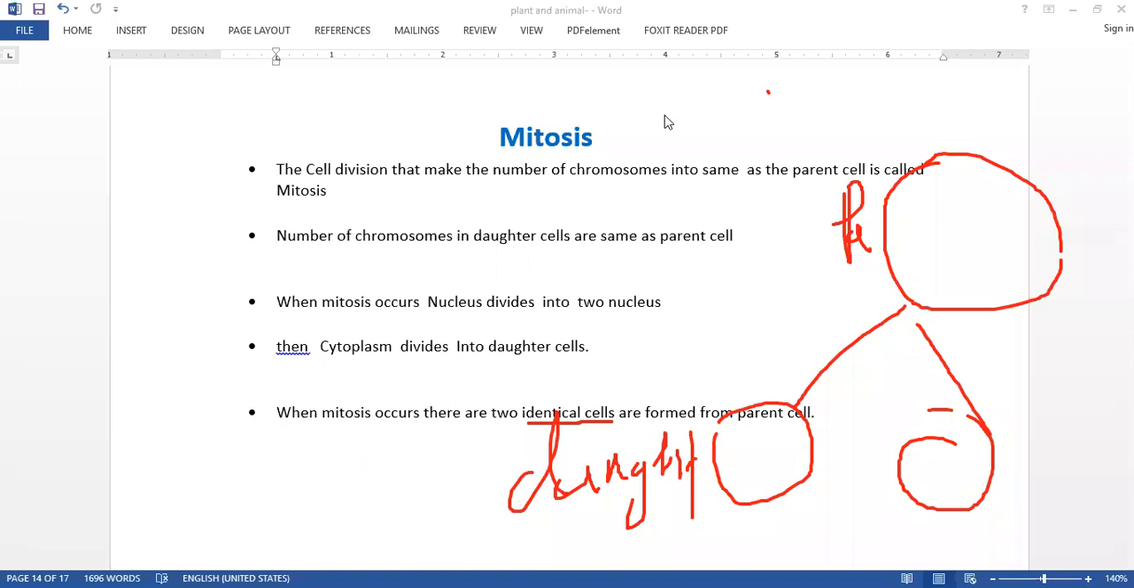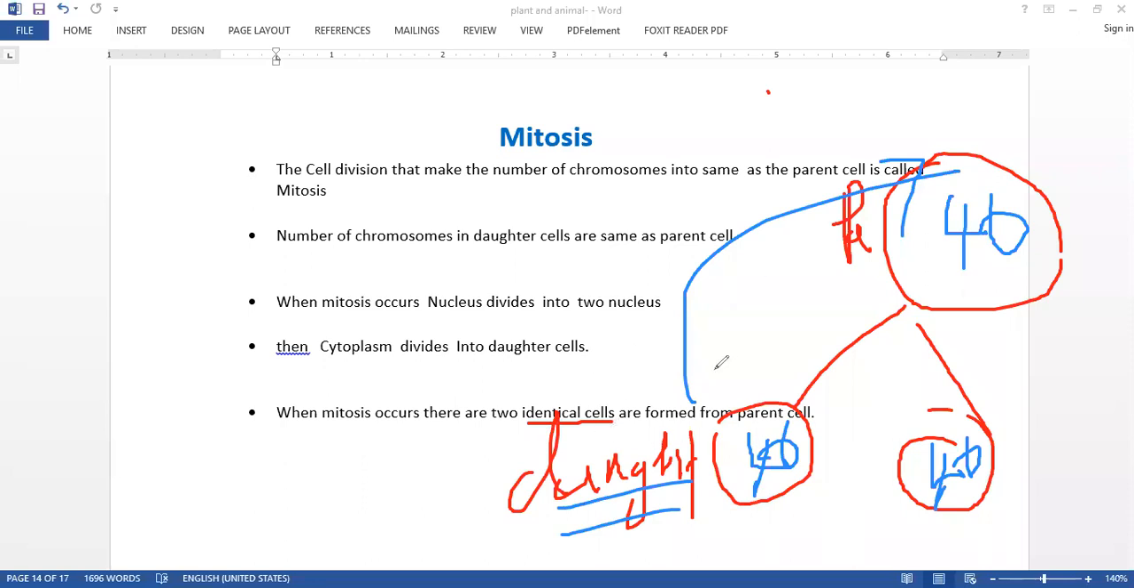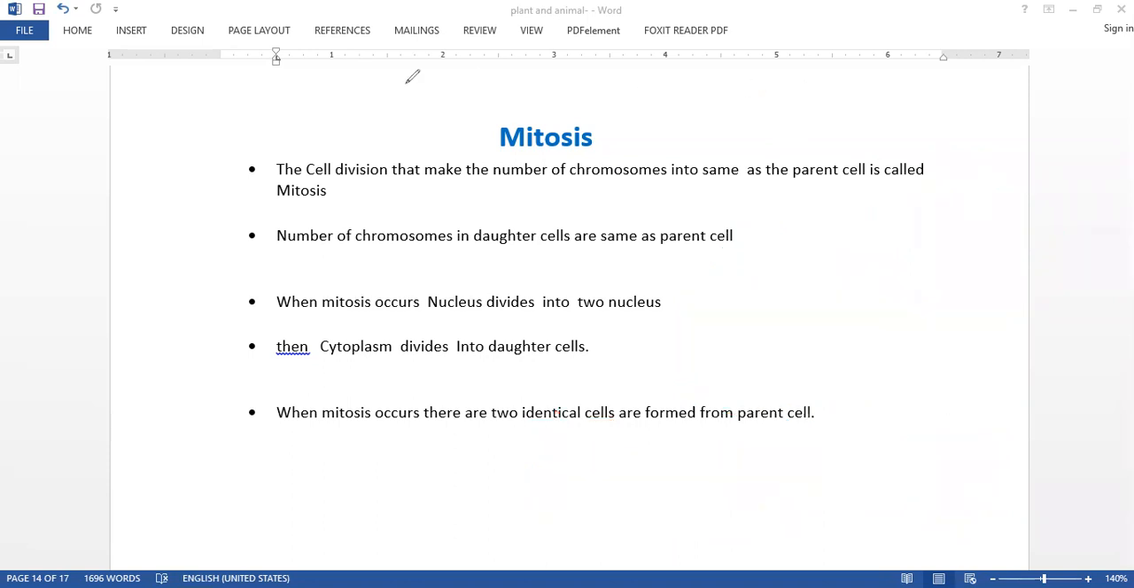And also here, if the parent has 46 chromosomes, for example, this will also have 46. This will also have 46. There are no genetic changes when mitosis occurs. That's why the daughter cells are the same as the parent cells. So I hope you get the idea about mitosis. We'll have another class. I'm stopping here, right?